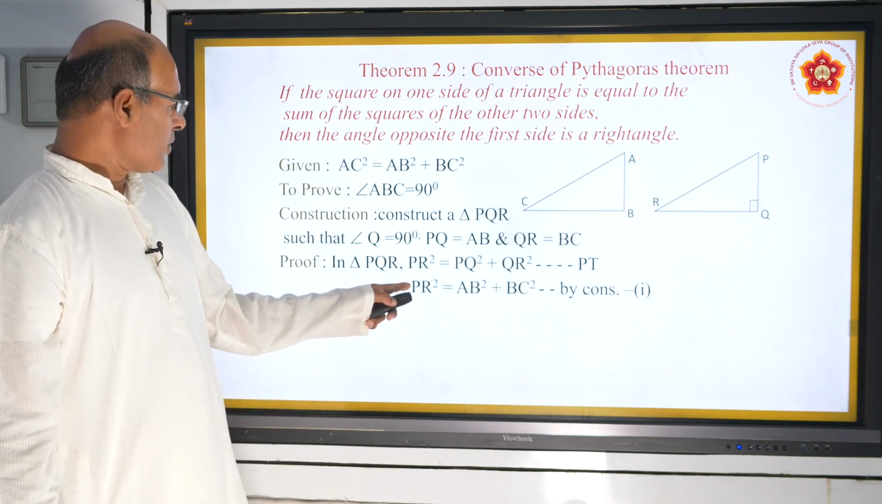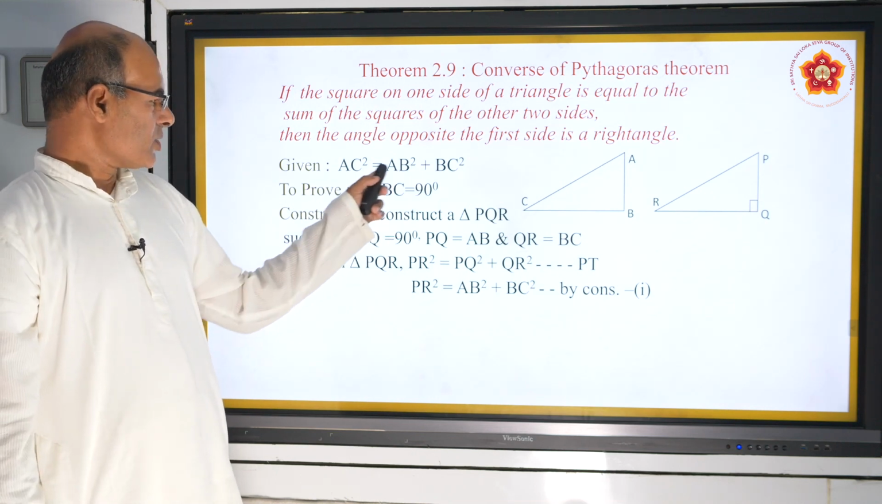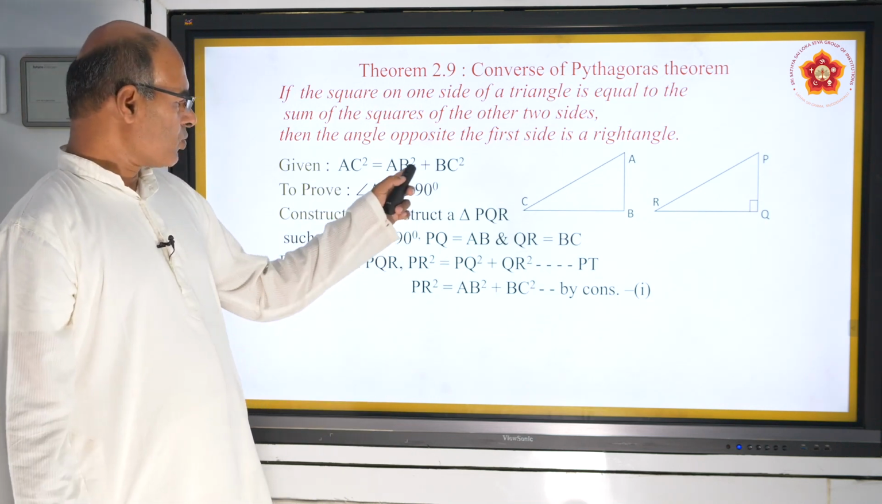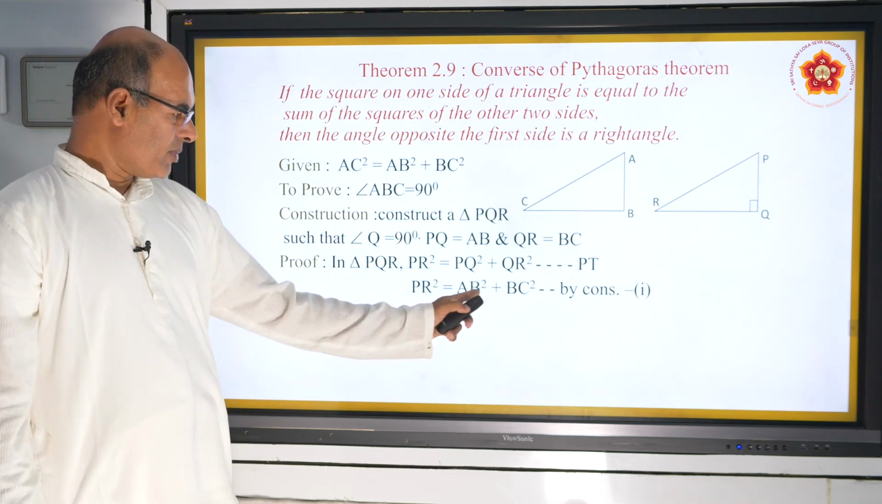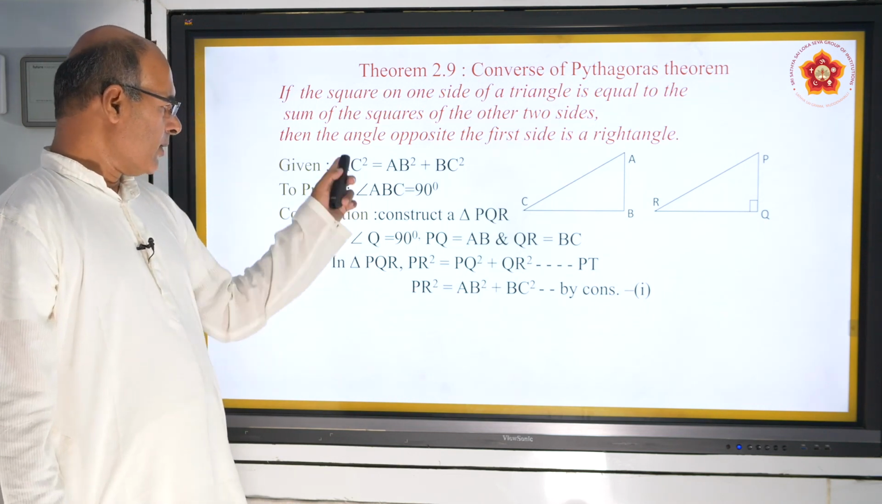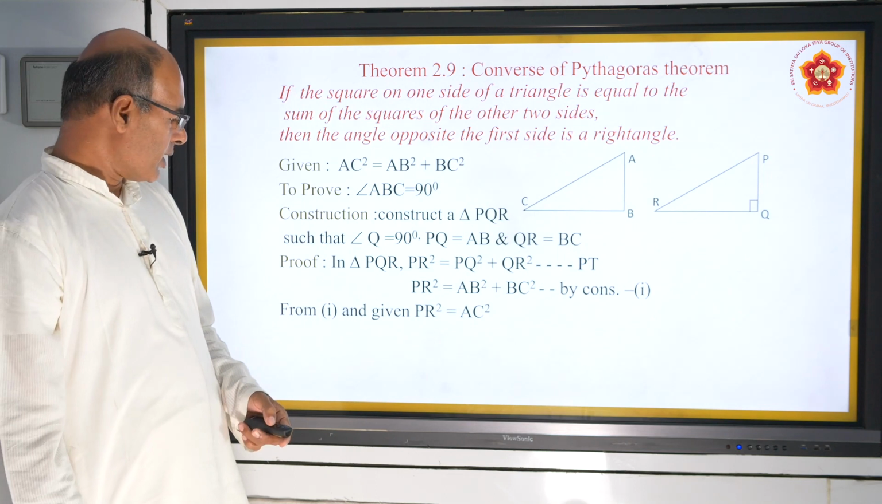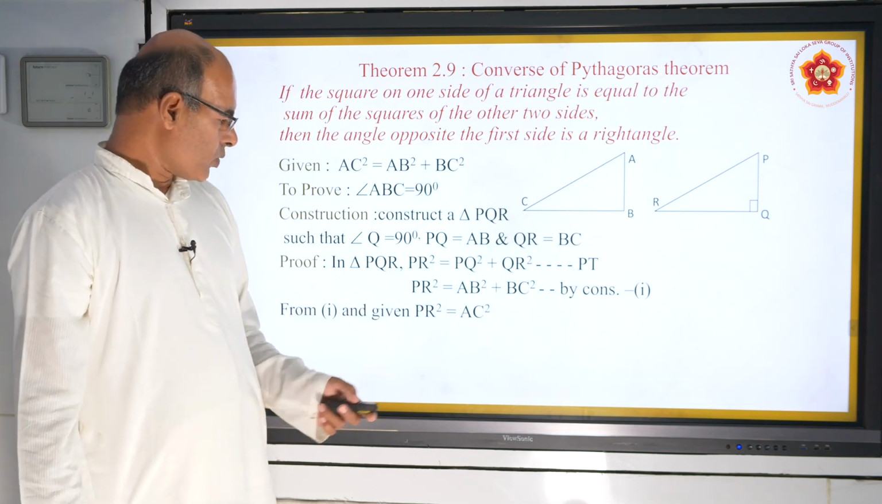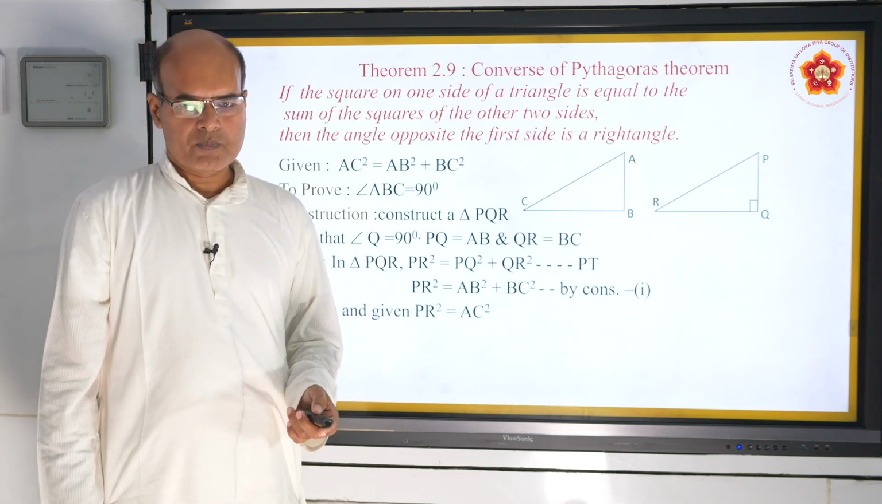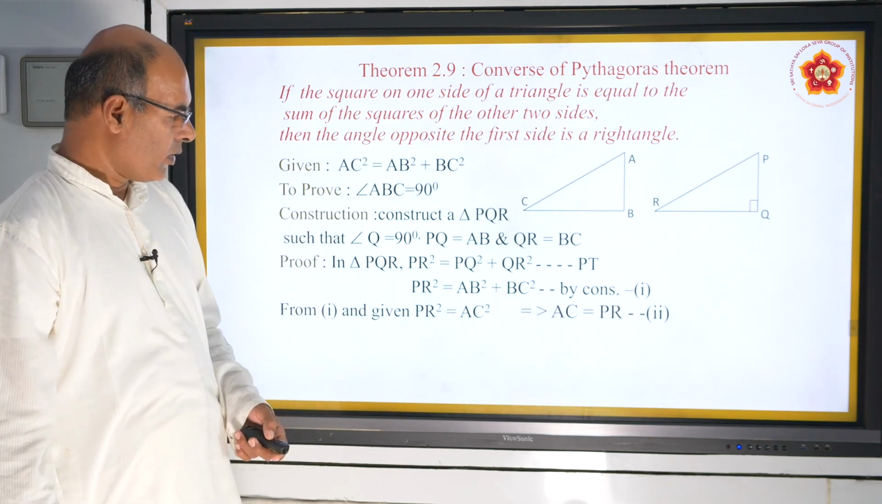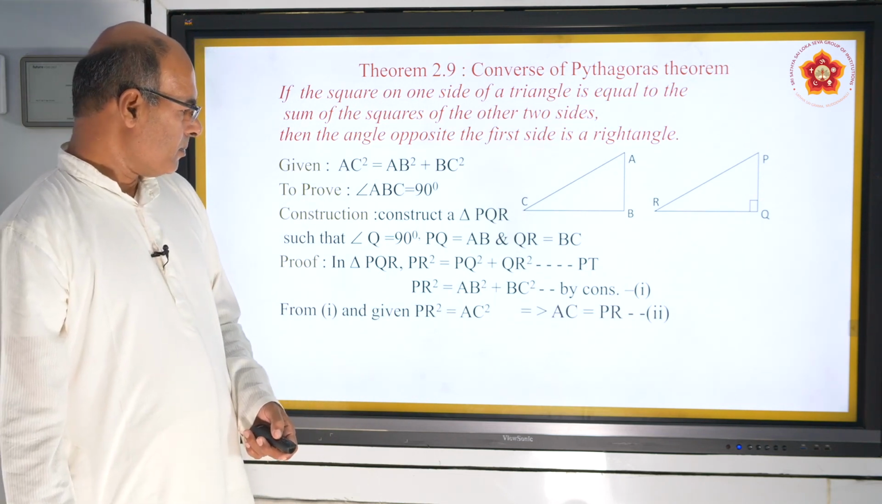Compare this equation and this equation. Here AB square plus BC square is equal to AC square. Here AB square plus BC square is equal to PR square. Therefore, things which are equal to the same thing are equal. PR square is equal to AC square. Remove the squares. We have AC is equal to PR.